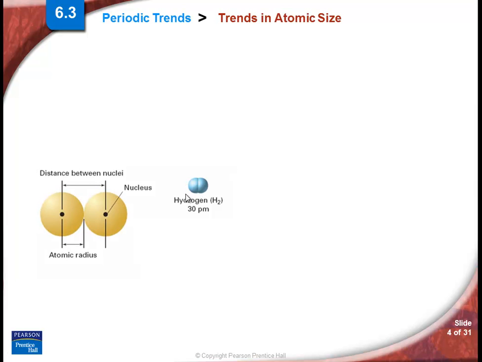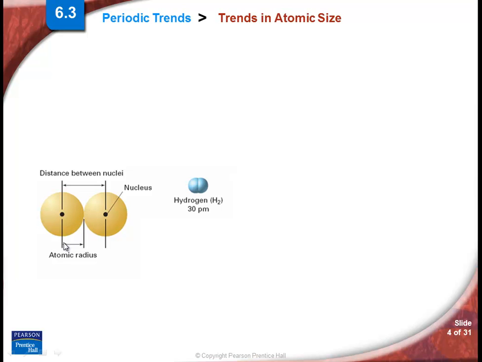And what they do is they say, okay, look, let's say we got two hydrogen atoms. They're bonded together, and we have experiments where we can actually measure the distance between the two nuclei of the hydrogen atoms that are bonded. And then, if we know the distance between the nuclei, we can establish a radius, an atomic radius, by simply taking that internuclear distance and dividing it in half.